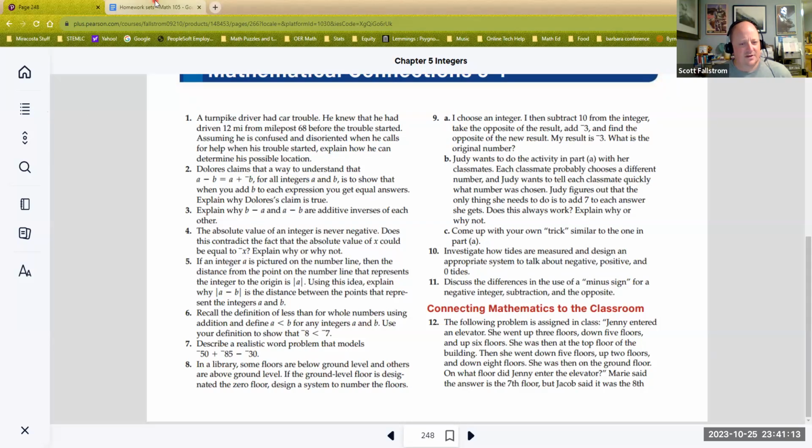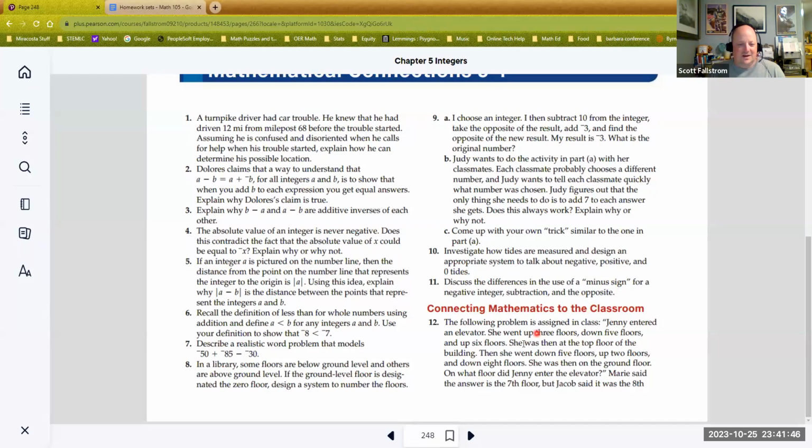Let me do a quick check, 11 through 15. Number 11, discuss the differences in the use of a minus sign, that symbol. There's 3 ways we can think of it right now. We have it as a negative integer, like -3, subtraction, like 3 minus 5, and the opposite. So we have 3 different ways that we think about it, and they're asking you to list out what are the differences? When would I use it? What does it represent?